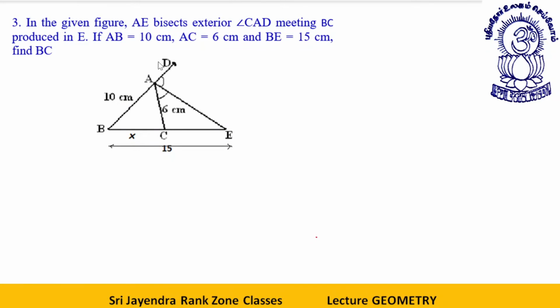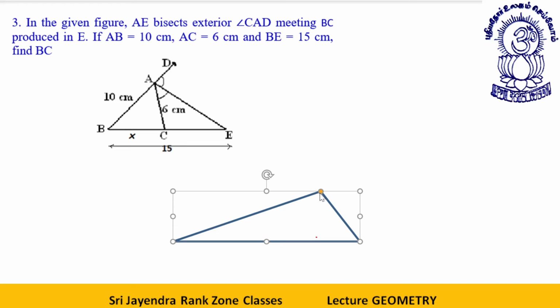The next question is, in the given figure, AE bisects exterior angle CAD. Now, one more very good thing. See, let me explain it to you. If I consider the case of an exterior angle bisector, how do we do it? Look, let me take a triangle first. Suppose I take a triangle like this.